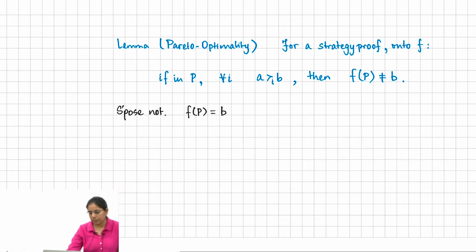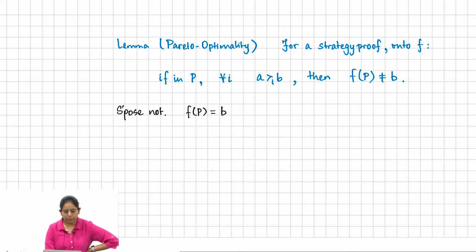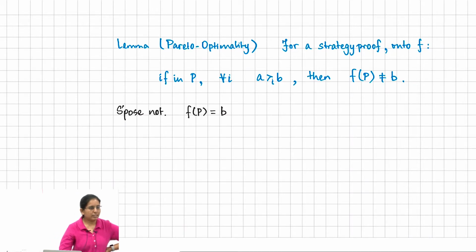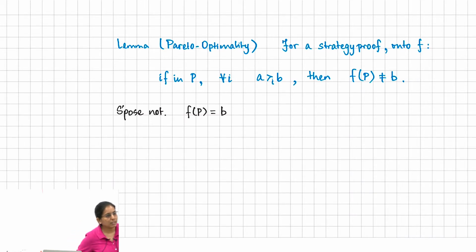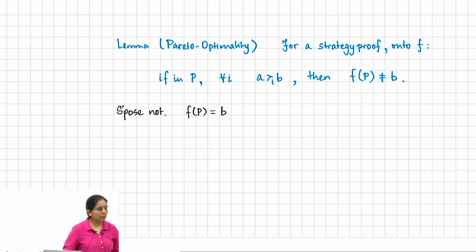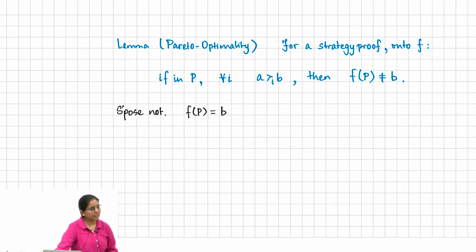Strategy proofness would mean that in every profile, for every voter, there is no other profile where all the other votes are the same and her vote is different and the outcome of the mechanism is better than the current outcome. So no voter has any incentive to deviate in any profile.